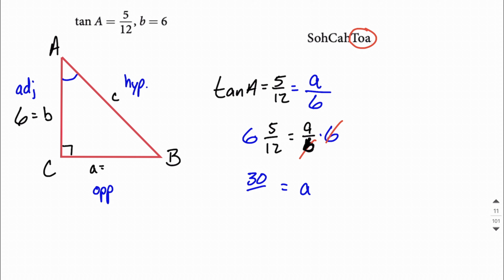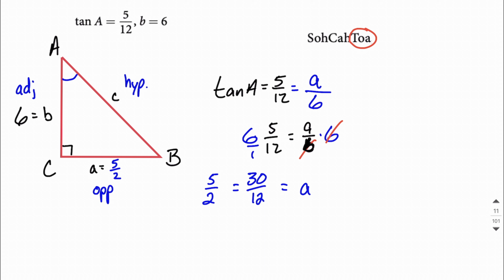Now you could leave this as 30 divided by 12. Right? Think of that 6 over 1, multiply numerators, multiply denominators. But we can do a little bit better than that. We can do 5 over 2 because both of those are multiples of 6. All right, so 5 over 2, 2.5, is going to be our value for side length A.